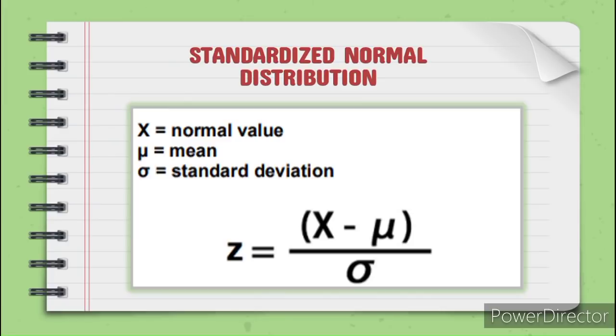Where x is our normal value, yung symbol na yan is equal to mean, at alam naman natin lahat na standard deviation itong symbol na to. My problem is, paano kapag ang hinahanap natin ay normal value? Paano kung standard deviation ang hinahanap natin? Paano naman kapag mean? Mamaya ipapakita natin lahat yan, mga anak.